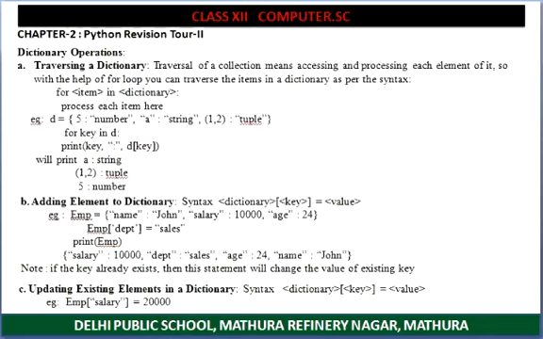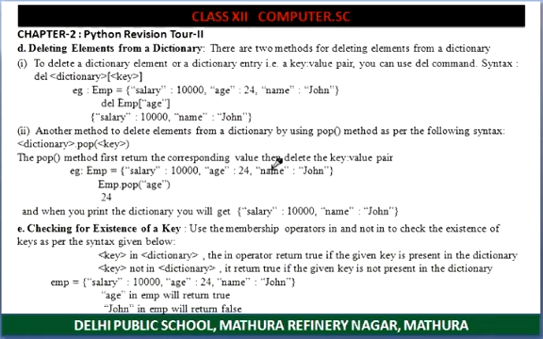Next, fourth, deleting an element from a dictionary. There are two methods for deleting an element from a dictionary. First del, second pop. So first del, to delete an element from a dictionary, that is a key value pair, you can use the del command.